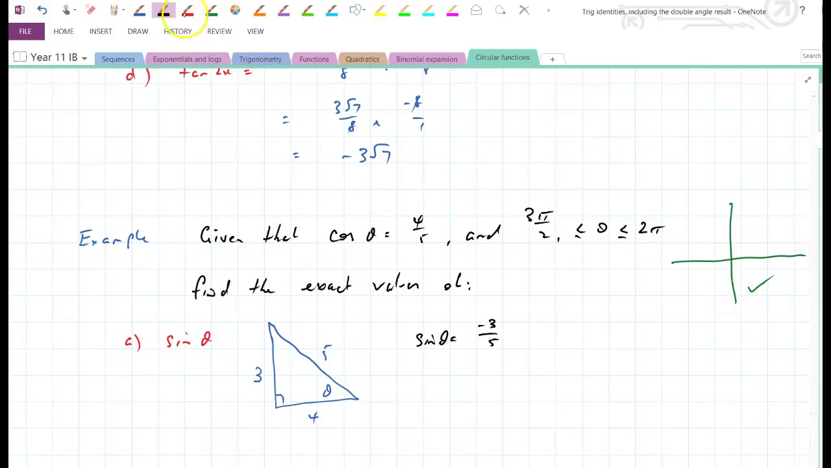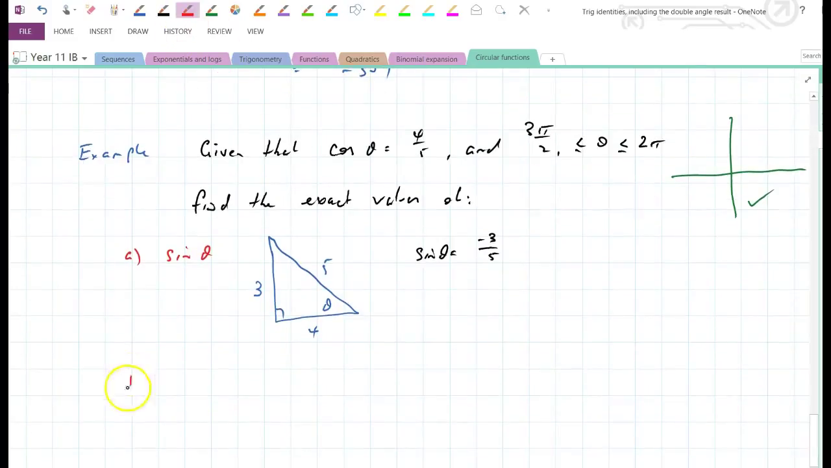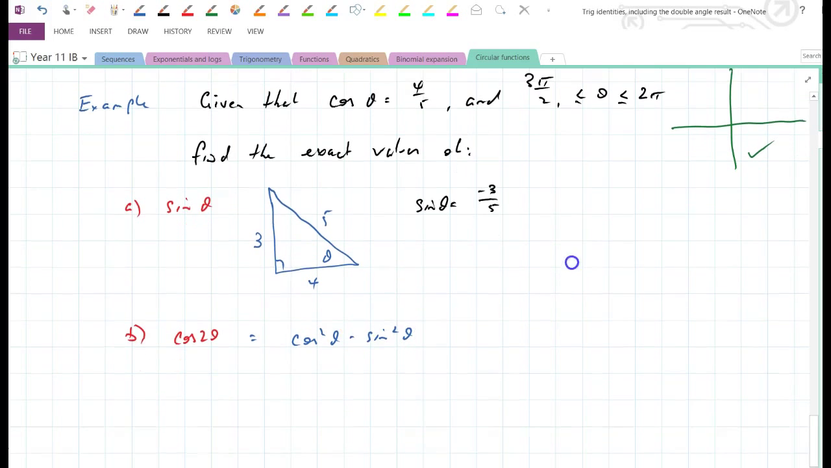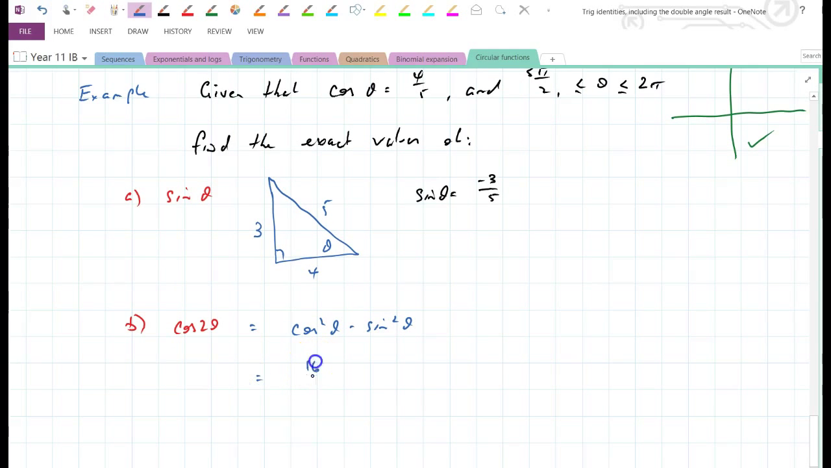And B, cos 2 theta. Let's figure out what cos 2 theta is. Right, well, cos 2 theta we know to be cos squared theta minus sine squared theta. I know what cos theta is. It's 4 over 5, so I'm just going to square that. 16 over 25. Sine theta I know to be minus 3/5. So I square that to be 9 over 25. So I've got myself 7 over 25 for cos 2 theta.